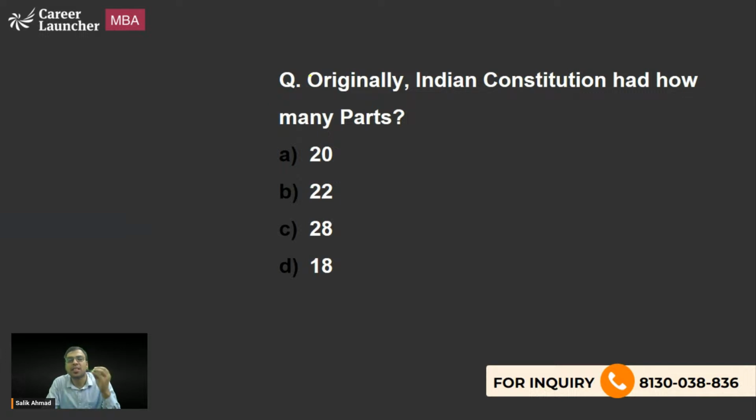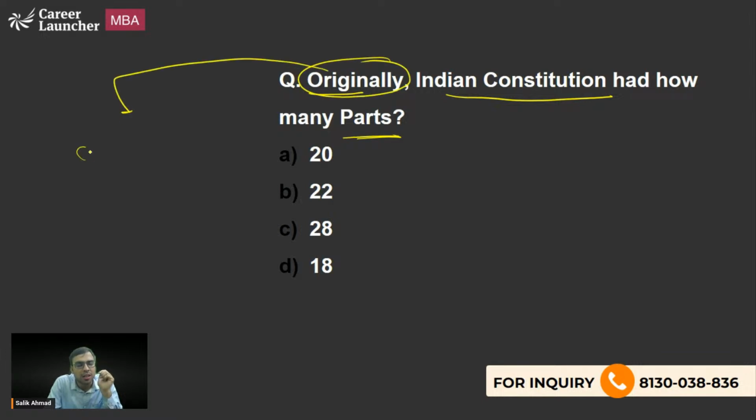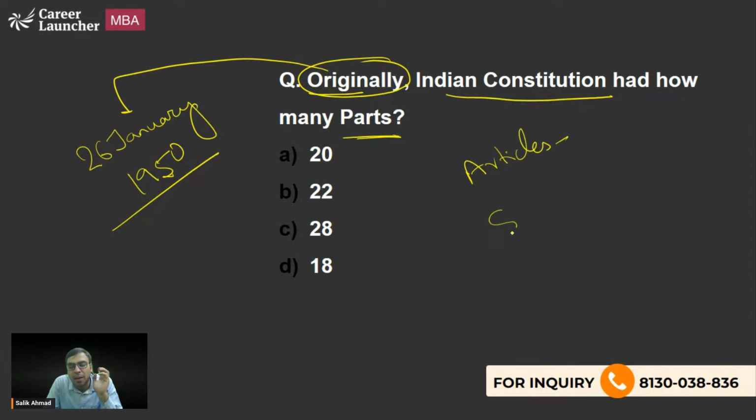So the first question says, originally, Indian Constitution had how many parts? Originally means when it fully came into force on 26 January 1950. When the Indian Constitution was fully enforced on 26 January 1950, how many parts were there at that time? And if you tell me how many articles were there and how many schedules were there, I'll be more happy.